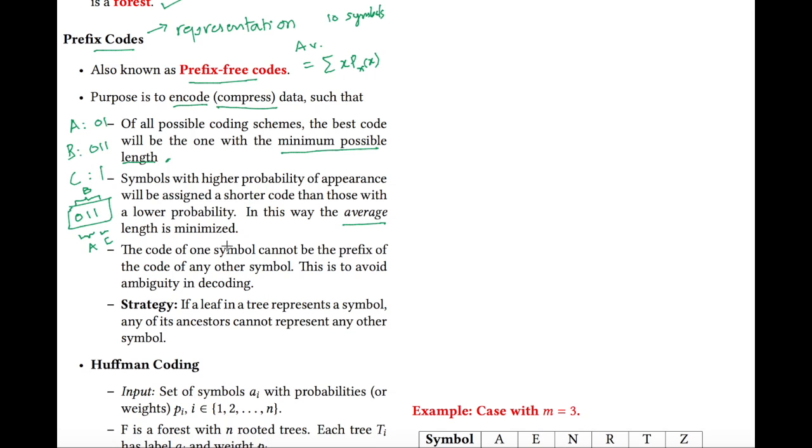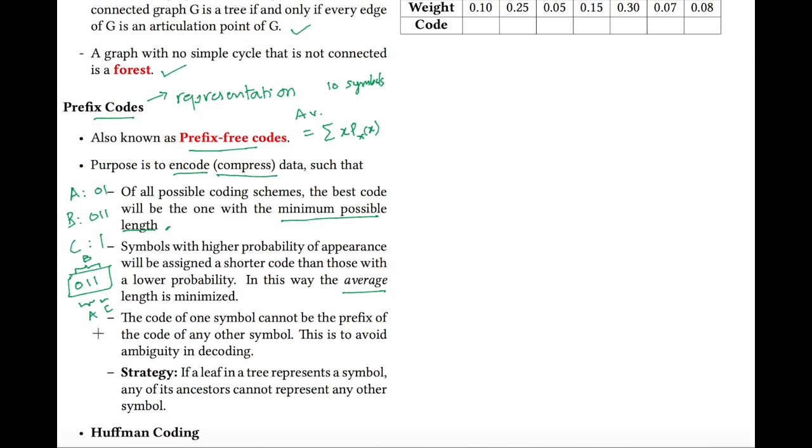So the strategy is this. Remember that if we have a tree, and this is my tree, for example, and these are my leaves, then this and this are called ancestors. So the strategy is that if the leaves represent a symbol, then any of its ancestors cannot represent any other symbol.